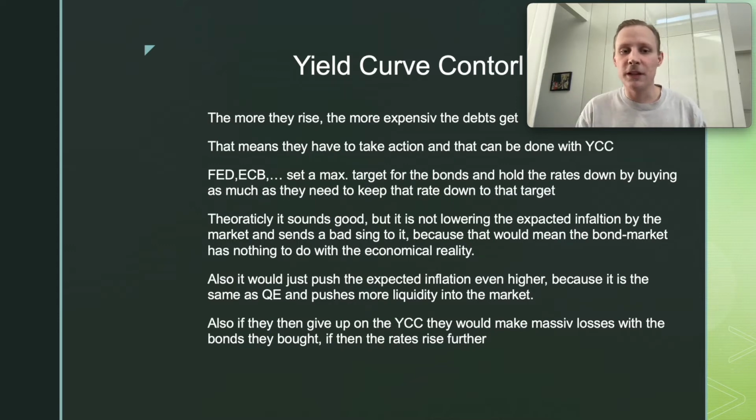That means the Fed, ECB, or any other of the central banks set a max target for the bonds and hold the rates down by buying as much as they need to keep the rate down to that target. Theoretically, it sounds good, but it's not lowering the expected inflation by the market and sends a bad sign to it, because that would mean the bond market has nothing to do with economical reality.